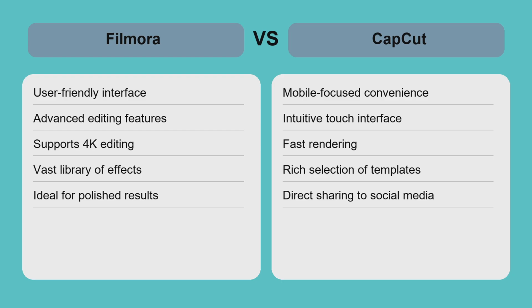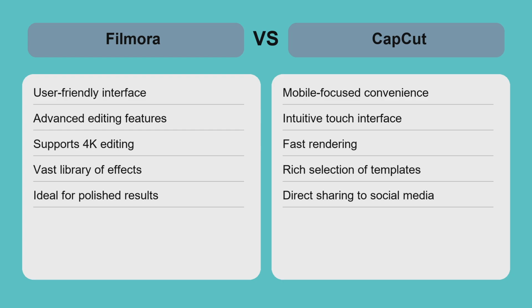Filmora excels in detailed editing on desktop, providing precision tools like keyframing and color correction, perfect for longer projects or YouTube videos. It requires installation and some time to master, but delivers professional quality output. CapCut, on the other hand, offers unmatched convenience for mobile users, enabling rapid edits, trendy effects, and easy social sharing. It's ideal for short clips and viral content, but lacks advanced features and desktop power.